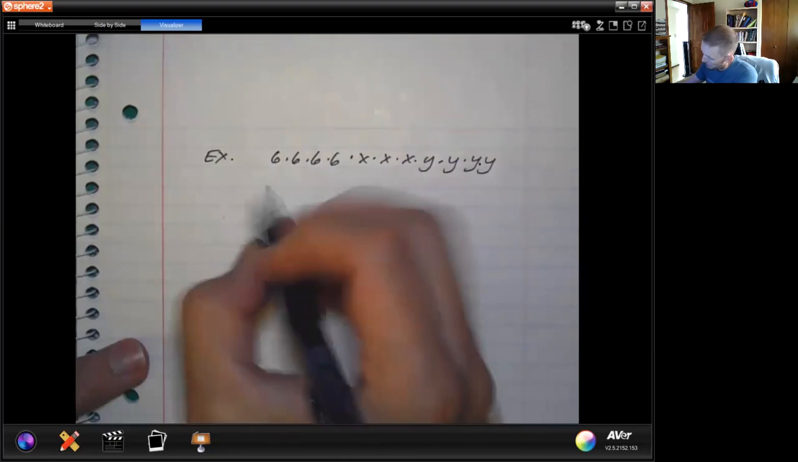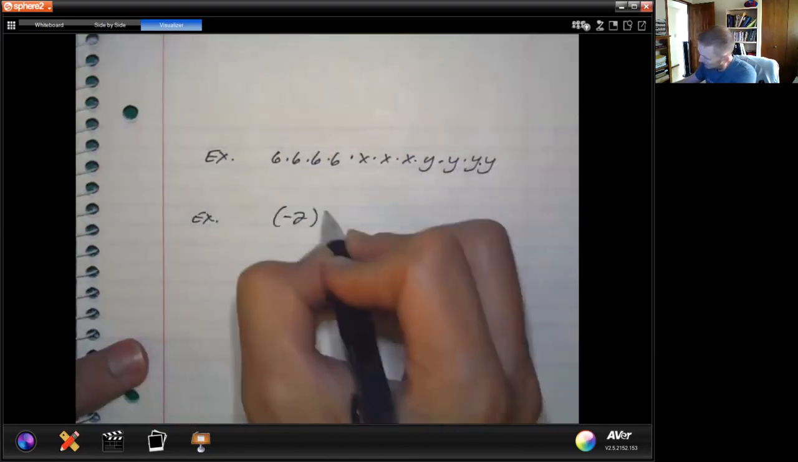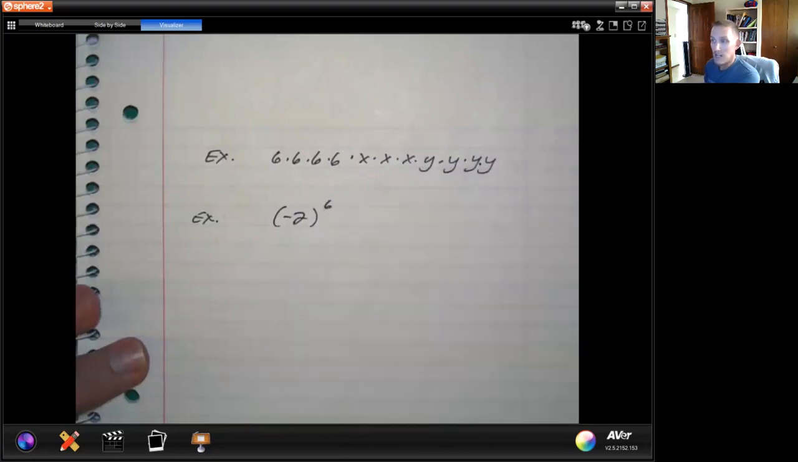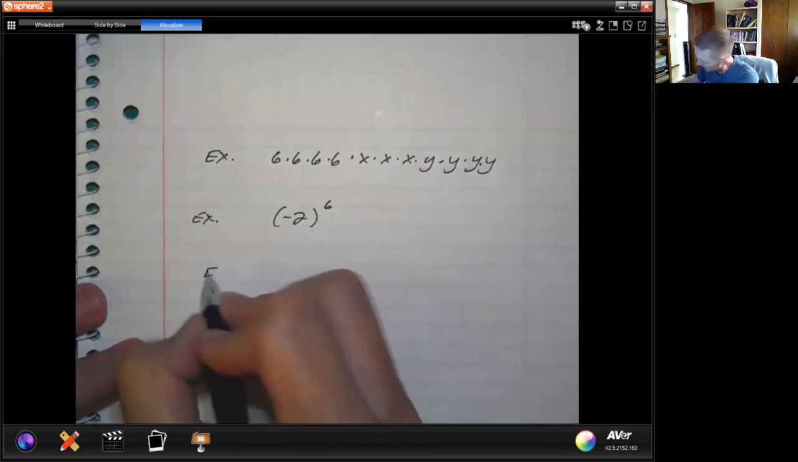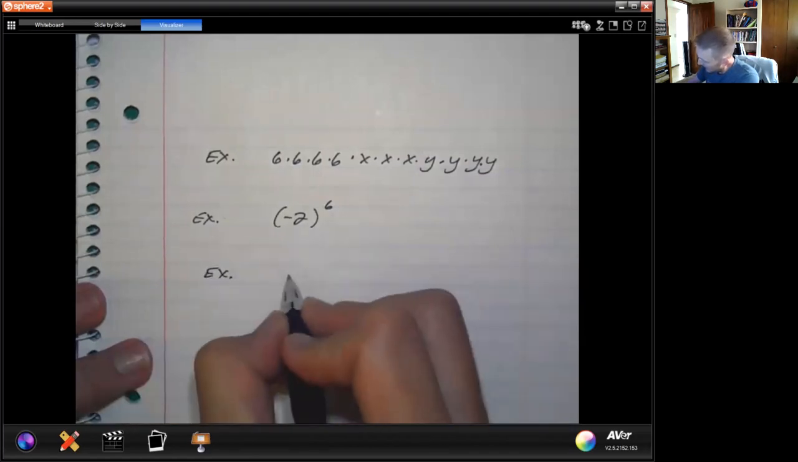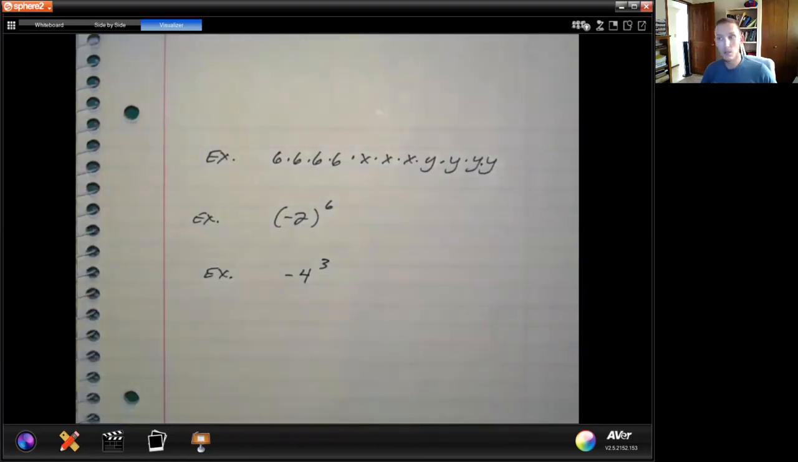I then want you to, for the next example, take -2 in parentheses to the 6th power. And your final example will be to take -4 to the 3rd power, not in parentheses. So pause the video right now and solve those 3 problems, and then resume to see your answer.